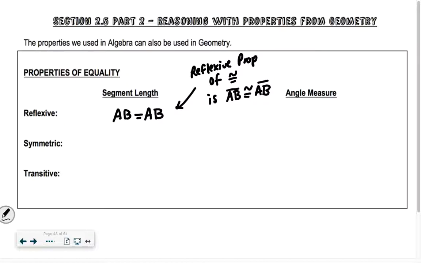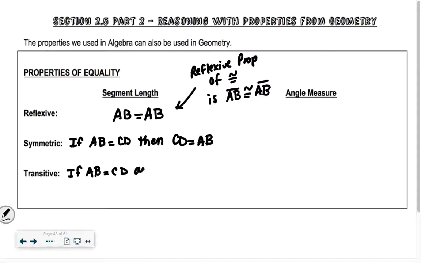All right, so symmetric property. It's an if-then statement. So I'm going to say if AB is equal to CD, then CD is equal to AB. And then the transitive property, so we're going to say if AB is equal to CD and CD is equal to EF, then AB is equal to EF. Does that make sense?